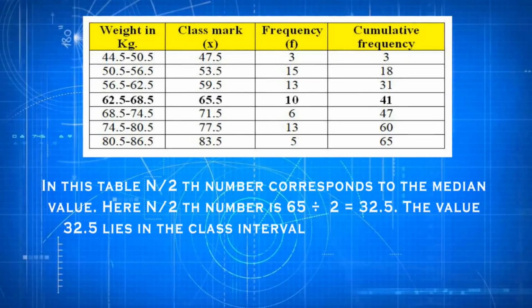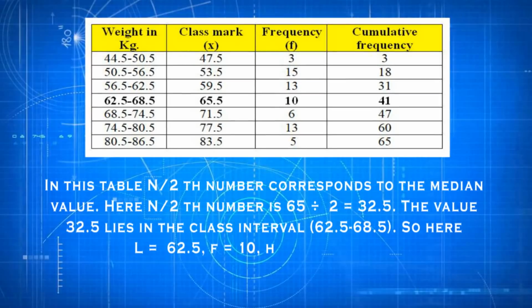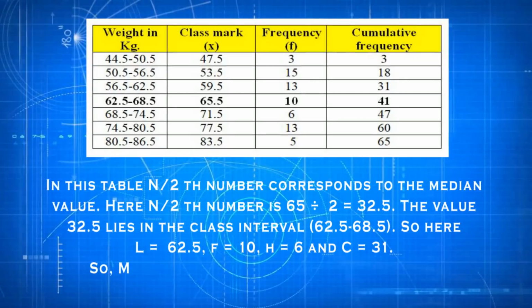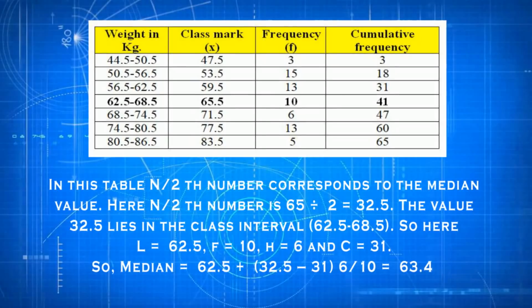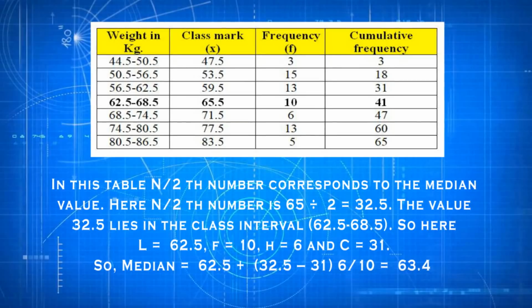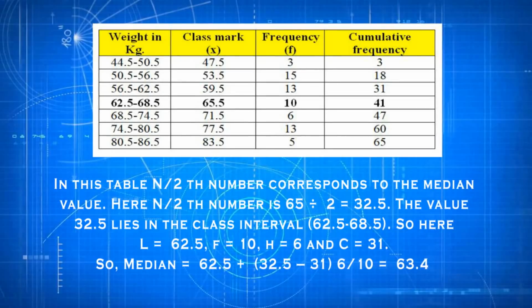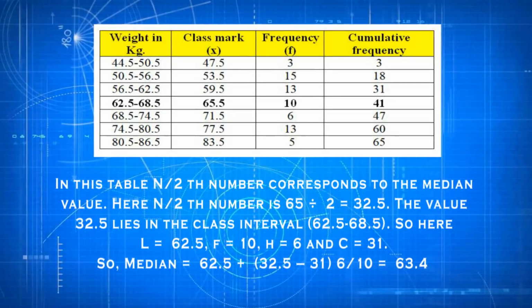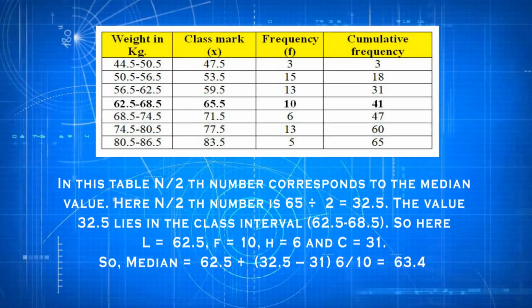And you can see what is L. L is the lower limit of the median class, N is the total sample size, capital C is the cumulative frequency of the preceding median class, H is the width of the median class, and F is the frequency of the median class. And if you calculate the median of this distribution, you will find that the value of the median is 63.4, which suggests that 50% of the values of this distribution lie below 63.4 and 50% above 63.4.